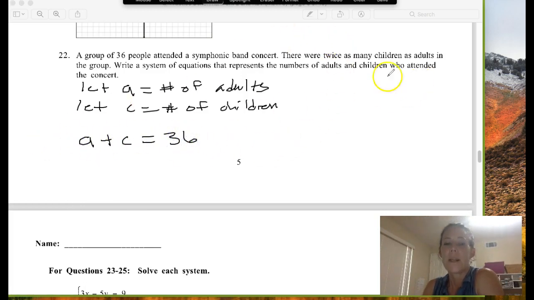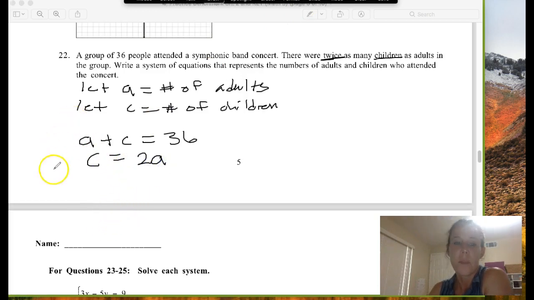Now let's write a second equation with what we have. There are twice as many children as adults. So the number of children equals 2 times the number of adults, since there's twice as many children. There's my system of equations. I was just supposed to write the system. I didn't have to solve the system, but here's a system. Adults plus children is 36, and the children is twice the adults.